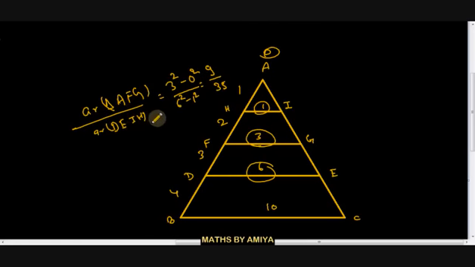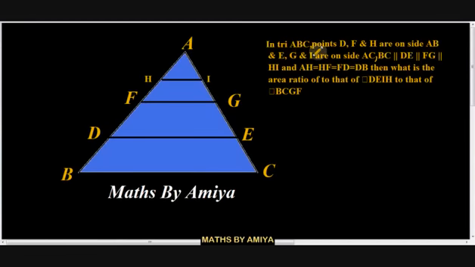Now solve a question. Question is, in triangle ABC, points D, F, H are on side AB, E, G, I are on side AC as shown in the figure. Lines BC, DE, FG and HI are parallel, and it is given AH equal to HF equal to FD equal to DB. When we have all sides equal, then we can say the ratio is nothing but 1 is to 1 is to 1. So we have these ratio given and we have to find the area ratio of few quadrilaterals.